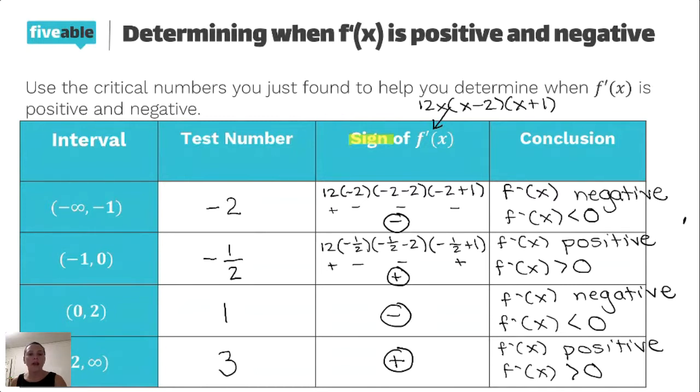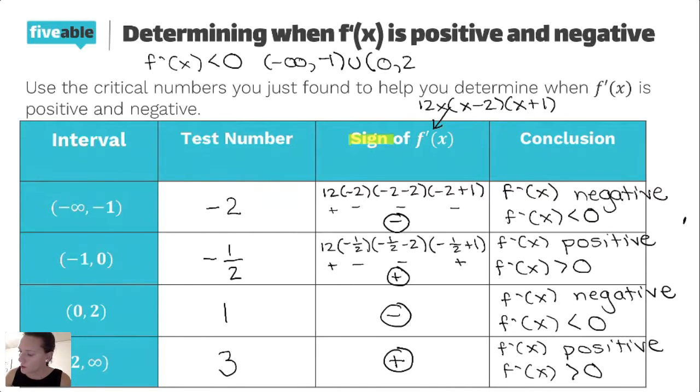So if we're clear on the chart, what would be the intervals that f prime of x is greater than 0 on, and what would be the intervals where f prime of x is less than 0? If I want to determine where f prime of x is negative, I'm looking at the interval from negative infinity to negative 1, union from 0 to 2.